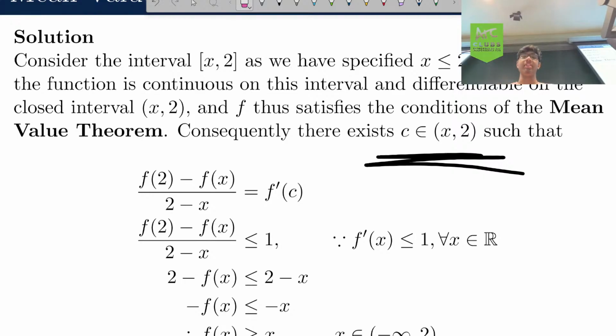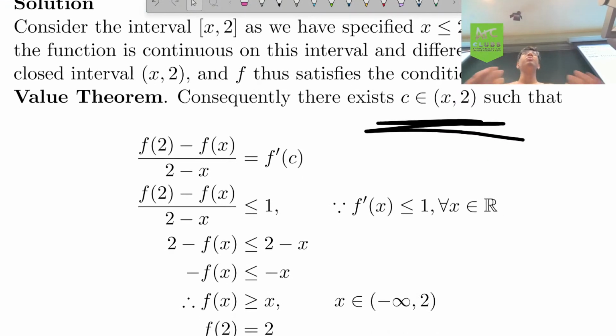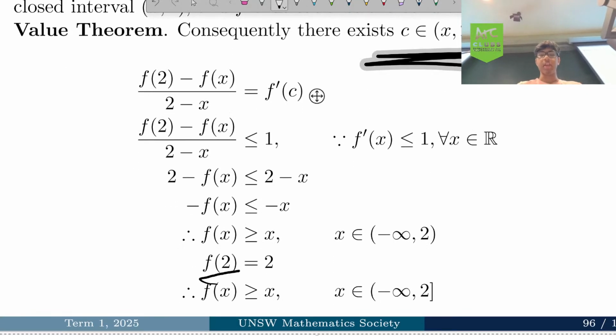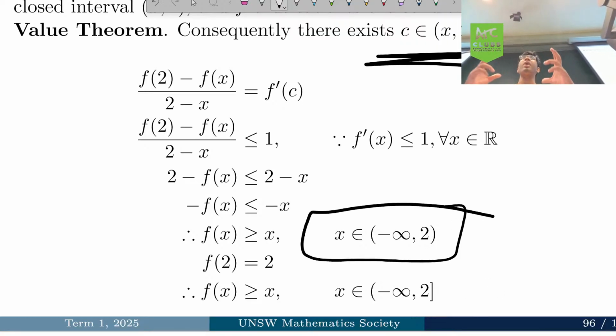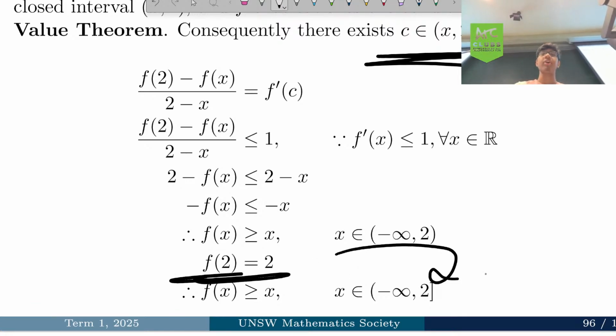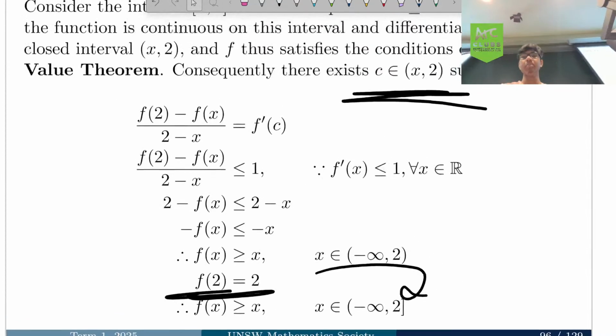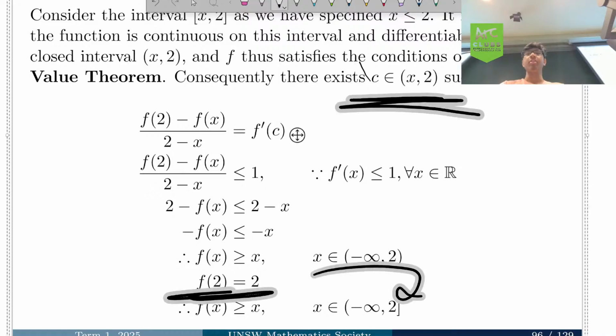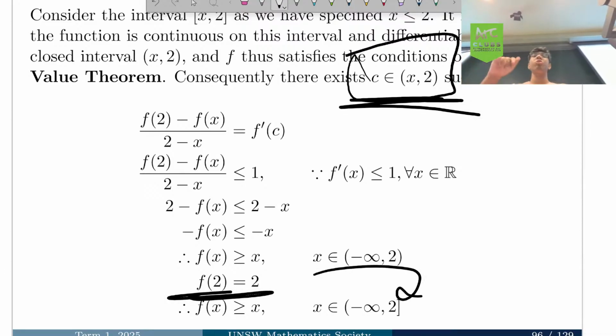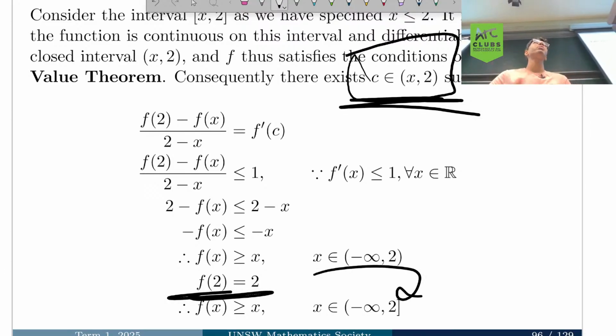But this is really easy to fix. I know that f of 2 equals 2. And so because of that, I can just say greater than or equal to x, including 2 as well. So I proved it for everything in those bounds, and then I manually showed that at 2 it's satisfied as well. Does that make sense for everyone? So the mean value theorem gives an open interval, but I want to include the point 2 as well, and so I manually show it afterwards. Cool.